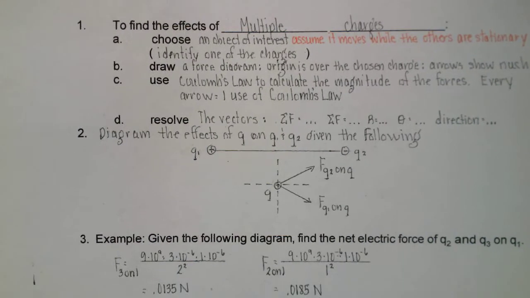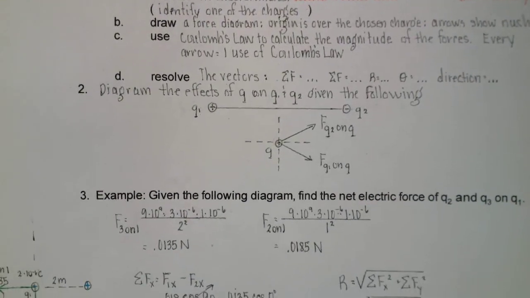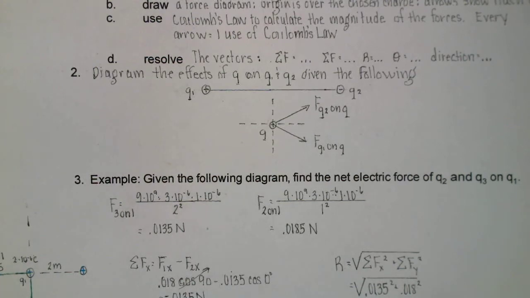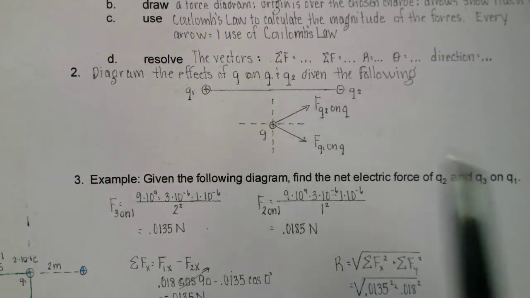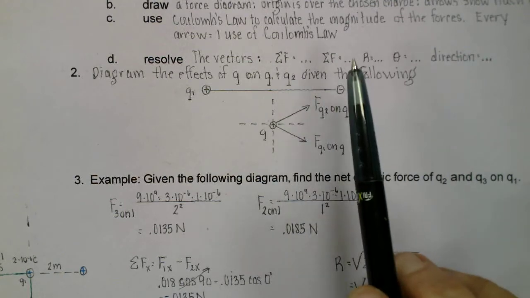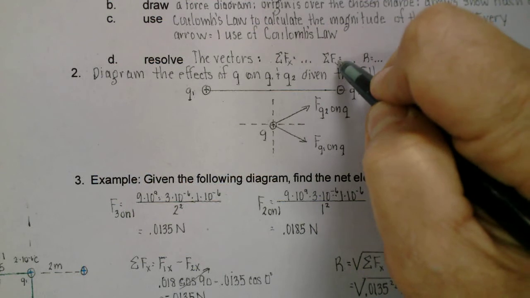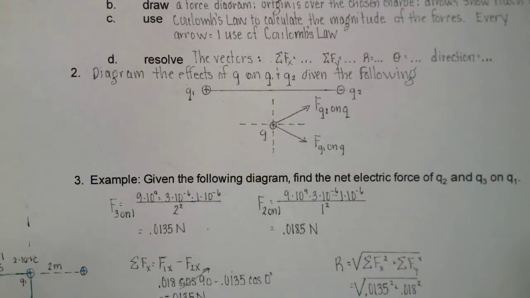All right, now let's go ahead and work through this. The last thing you're going to do is you're going to resolve the vectors. You've already got the forces, so now you have to add the forces by the component method. In other words, find your sigma F sub x, find your sigma F sub y, find your r, find your theta, and find your direction.